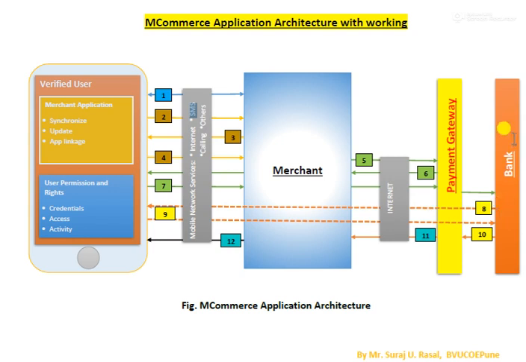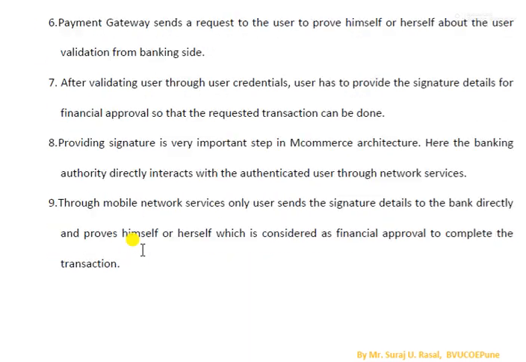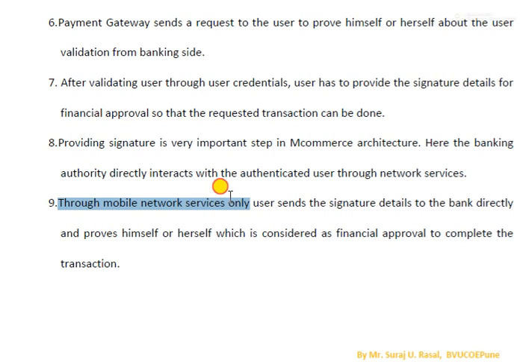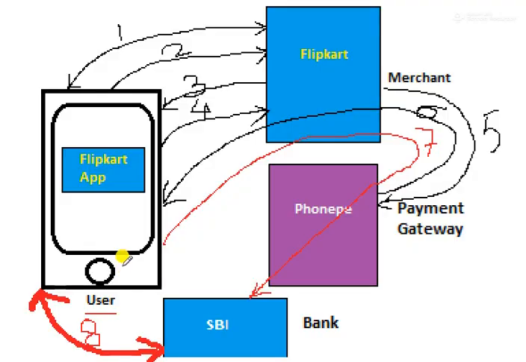And after that, the bank will receive and approve that information. So again I'm reading the same statement here, that providing a signature is very important. We have already seen this step. Through mobile network services only, the user sends the signature details to the bank directly and proves himself or herself, which is considered financial approval to complete the financial transaction.